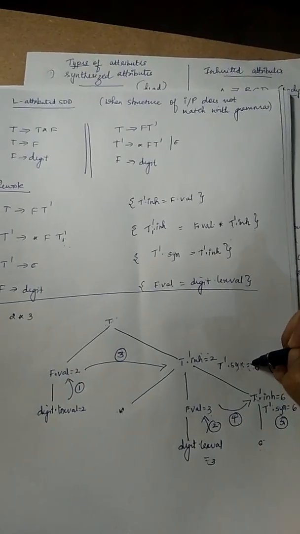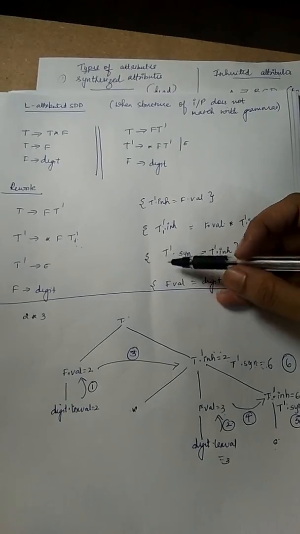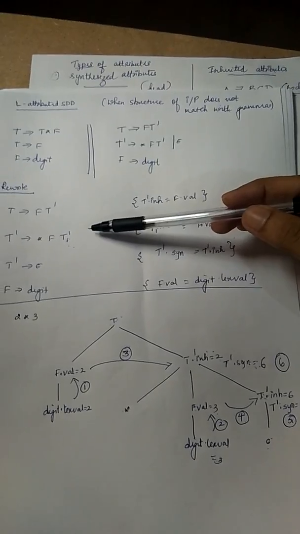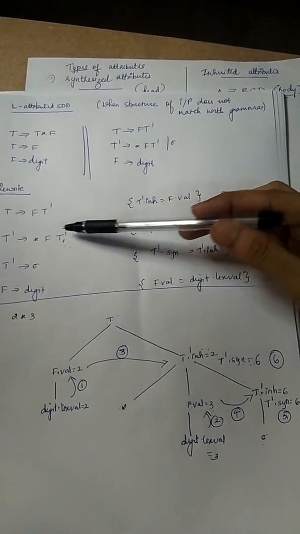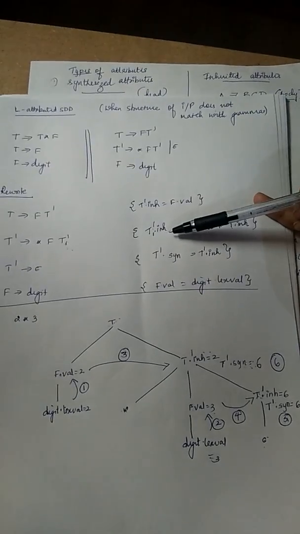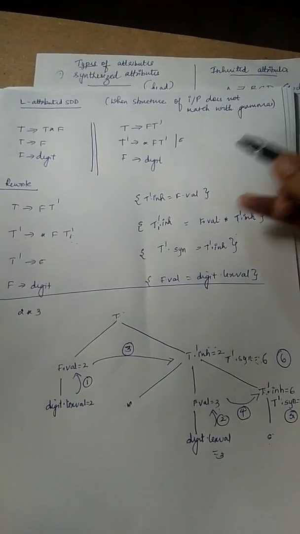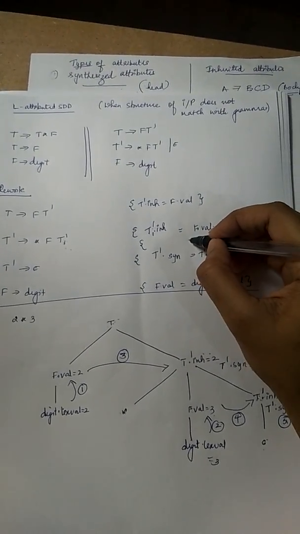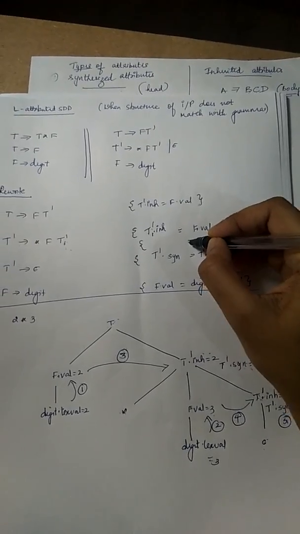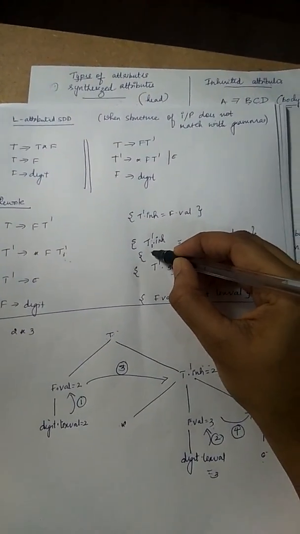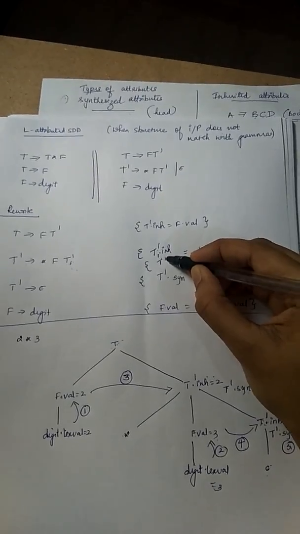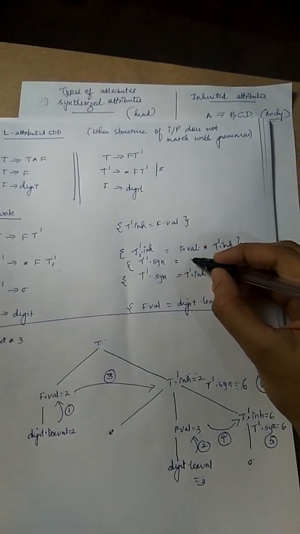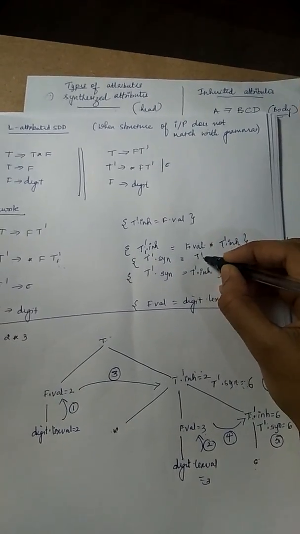So this is associated with which one? This is associated with this rule, right? Which rule is this, guys? T' gives star F T', right? So this one here, I shall write it as, okay, so T' dot syn gets its value from T' dot inh.